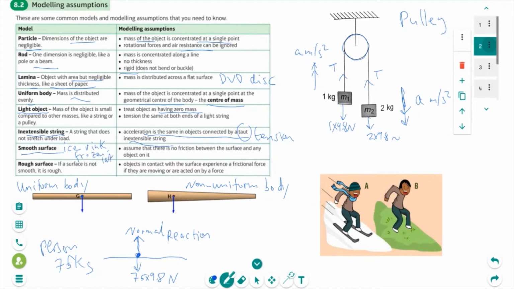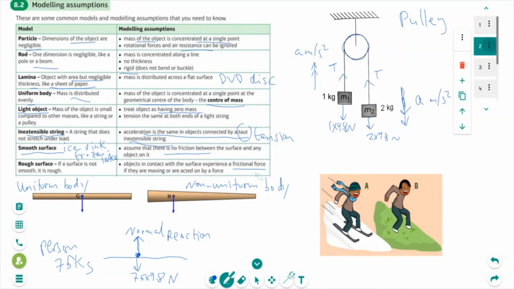So, smooth surface, you can assume that there is no friction between the surface and the body. So you can assume there's no force slowing down any kind of motion. Rough surface is not smooth, so that means there is friction involved. So on a rough surface, there will be a friction force which will slow down the motion.